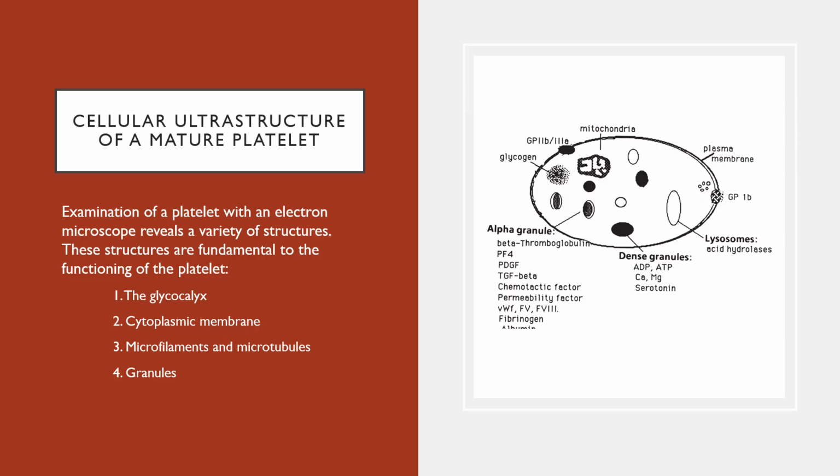Let's look at the ultrastructure of a mature platelet. So essentially, we're going to look at the anatomy of a platelet. Examination of a platelet with an electron microscope reveals a variety of structures that we can't see under the regular microscope. These structures are fundamental to the functioning of the platelet. So remember, a circulating functional platelet is one of the very important things for maintaining vascular integrity, but also maintaining hemostasis. So the first area that we're going to look at is the glycocalyx. Then we have the cytoplasmic membrane, microfilaments and microtubules, and the granules.